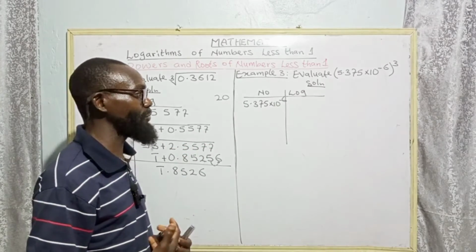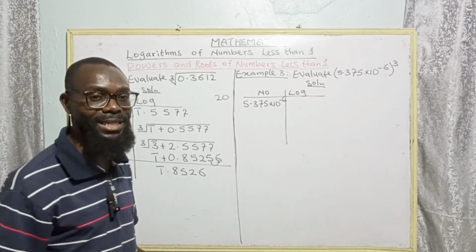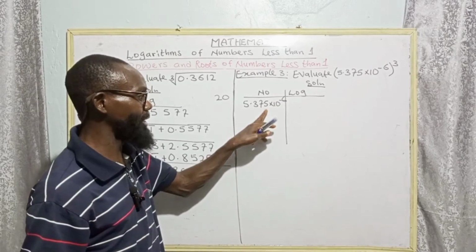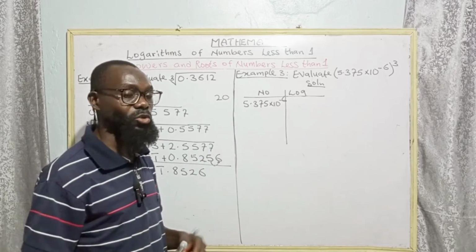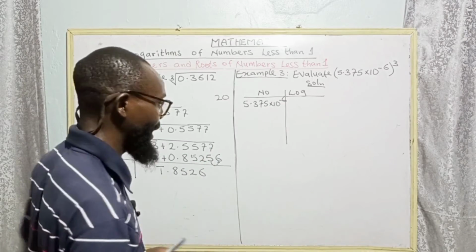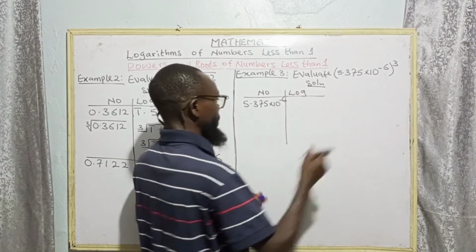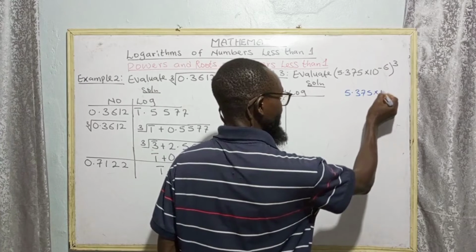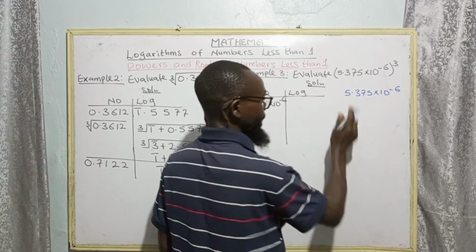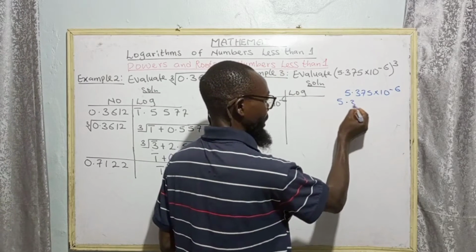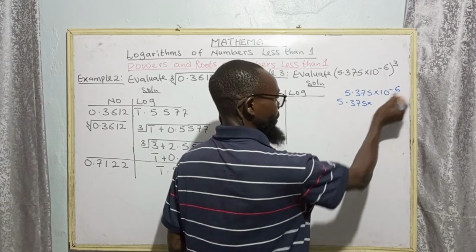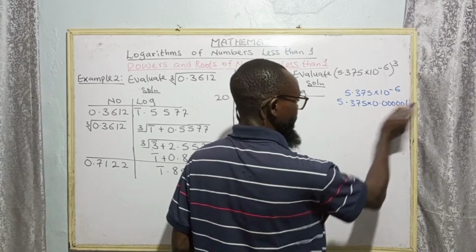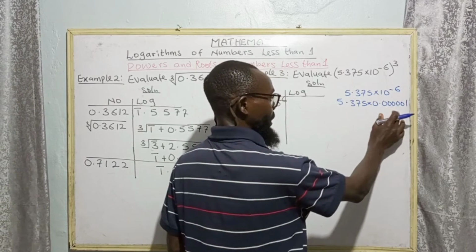If you recall from our previous lessons under standard form, this one is already in standard form. You can change it to an ordinary number like this. 5.375 times 10 raised to the power minus 6 means 0.123451, making 6 zeros.